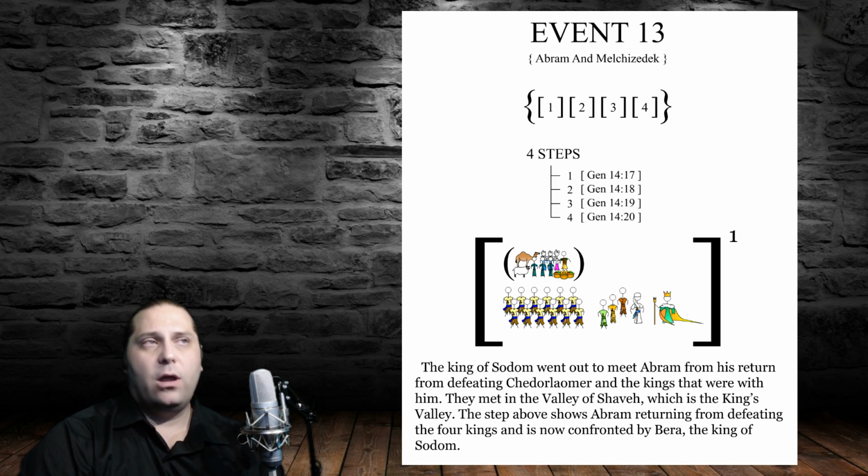Now for step 1, it reads, The king of Sodom went out to meet Abram from his return from defeating Chedorlaomer and the kings that were with him. They met in the valley of Sheva, which is the king's valley. The step above shows Abram returning from defeating the 4 kings and is now confronted by Bera, the king of Sodom.